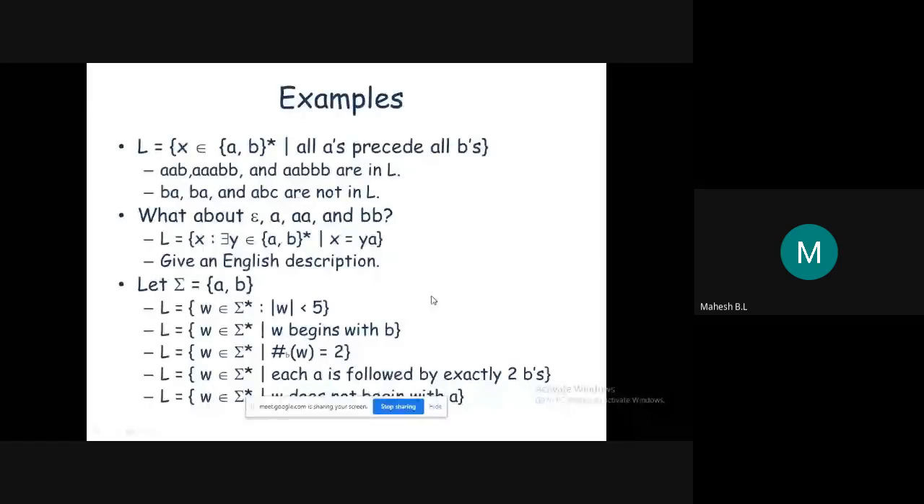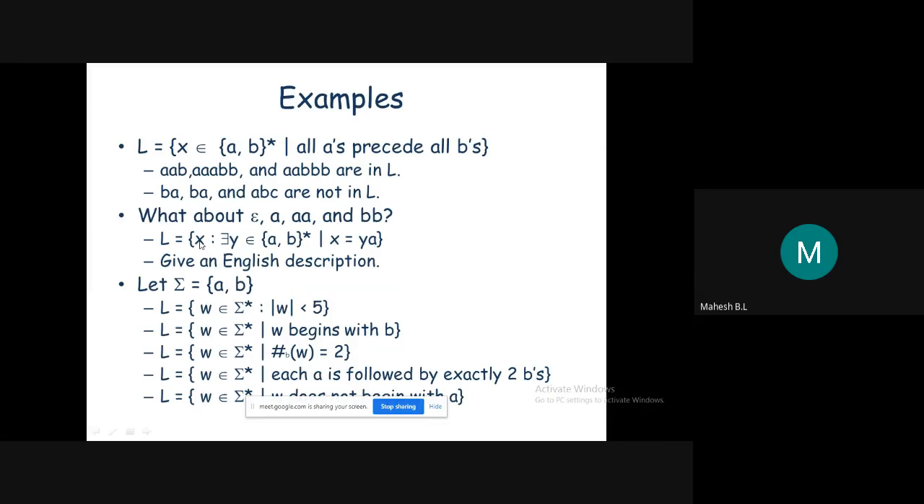Okay, see here, this is a complicated description. I want to give a simple description for this. So from this description also you can understand that L contains all those strings which are formed using A and B, and strings must end with an A. So those strings which are formed using A and B and which end with A belong to language L.